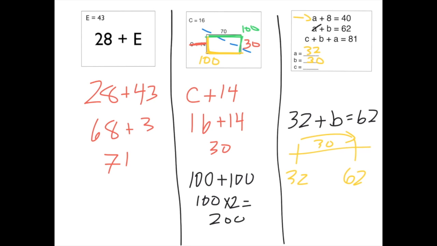And then in the third equation, I can go and replace b and a. So I have c plus b, which is 30, plus a, which is 32, has a sum of 81. And that'll give me a value of c of 19.